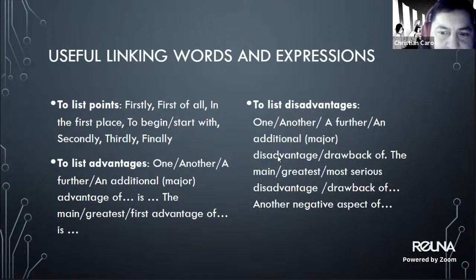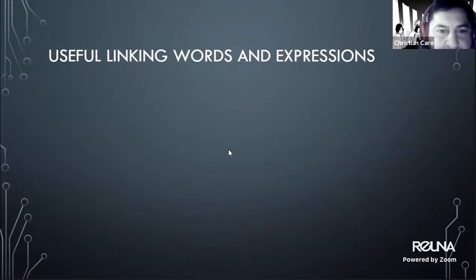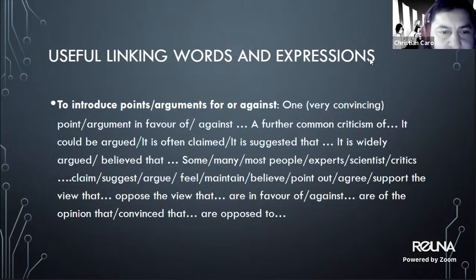One additional disadvantage, one major, and then we repeat pretty much the ideas, but dealing with disadvantages, okay? One drawback, which is a synonym in this case. Another negative aspect of the thing is. Then we got linking words to introduce points or arguments or ideas for or against.